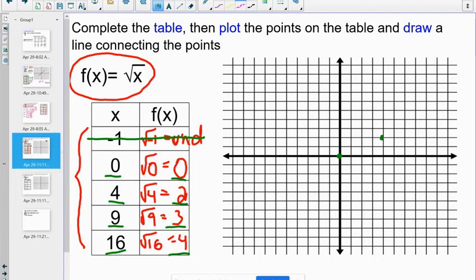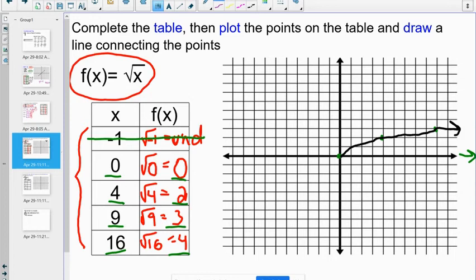We have 9, 3, so that was 4, 5, 6, 7, 8, 9, and then up 3. And unfortunately, it doesn't extend far enough for the 16, but it would be farther out in this direction. Now, last but not least, you draw, connecting your points.